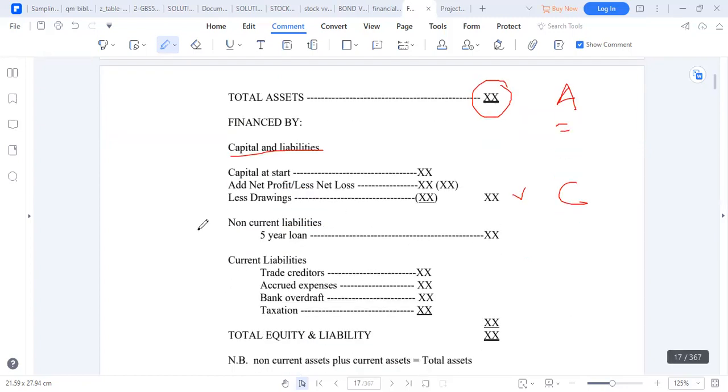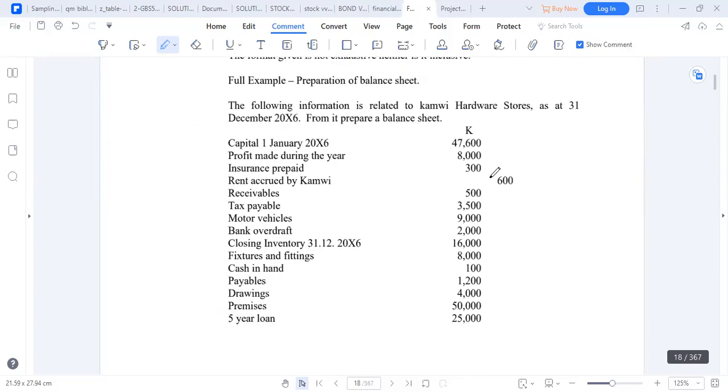Then we add the liabilities, the long-term liabilities and the short-term liabilities. The short-term liabilities are called current liabilities, and the long-term liabilities are called non-current liabilities. So if it's a loan which is more than a year, that is a non-current liability. So put a loan there. Then the current liabilities: we have creditors, accrued expenses, bank overdraft, taxation. So together, this figure must do what? Must balance up. That's why we call it a balance sheet.